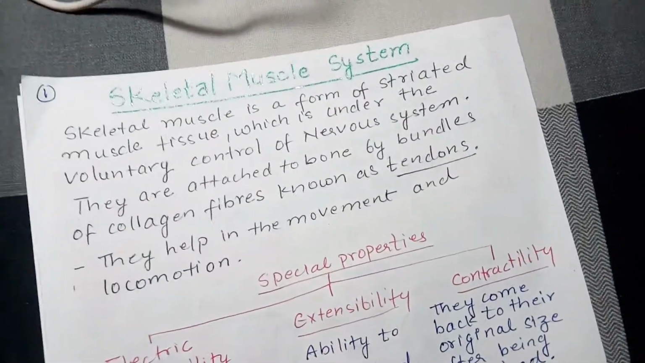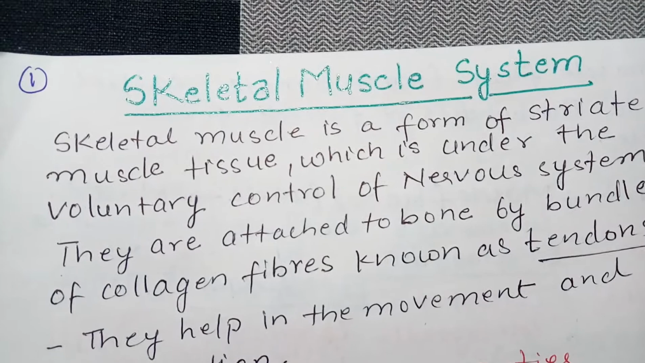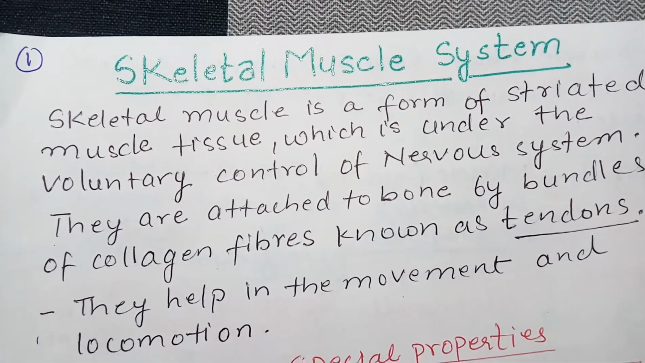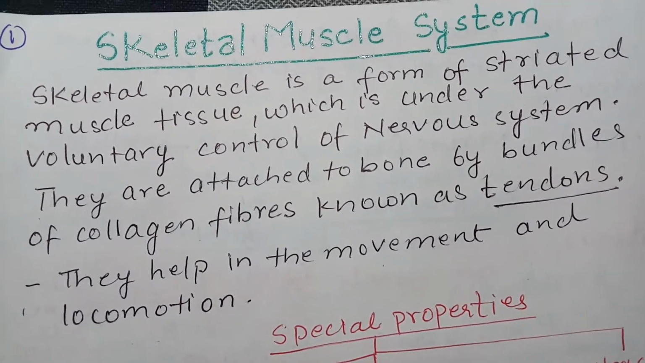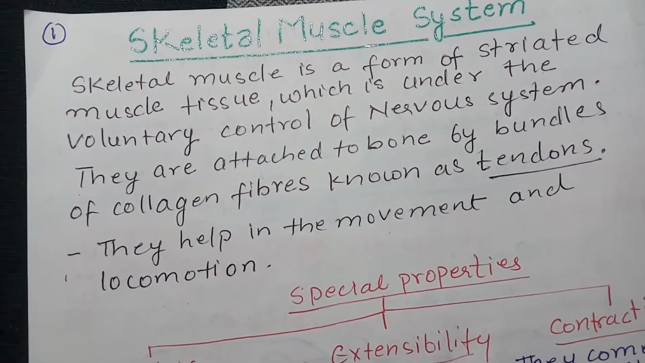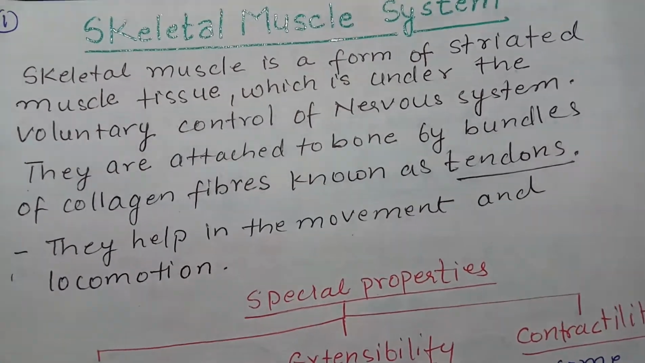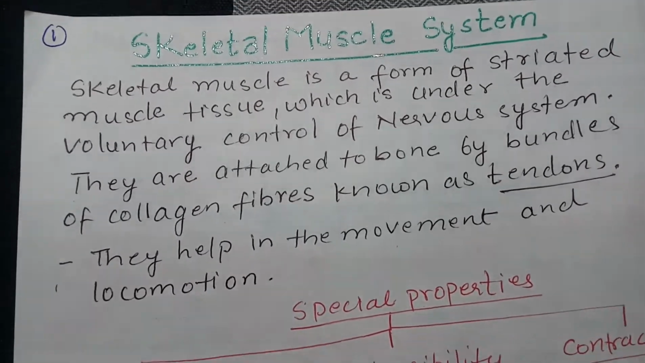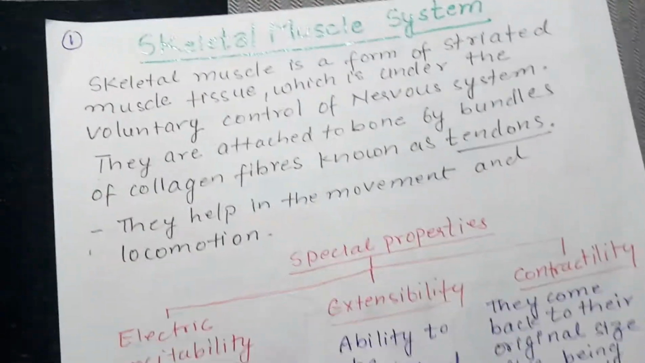Now, the skeletal muscle system consists of skeletal muscles, and skeletal muscle is a form of striated muscle tissue which is under voluntary control of the nervous system. They are attached to bone by bundles of collagen fibers known as tendons. They help in movement and locomotion. That is the main function performed by the skeletal muscles.